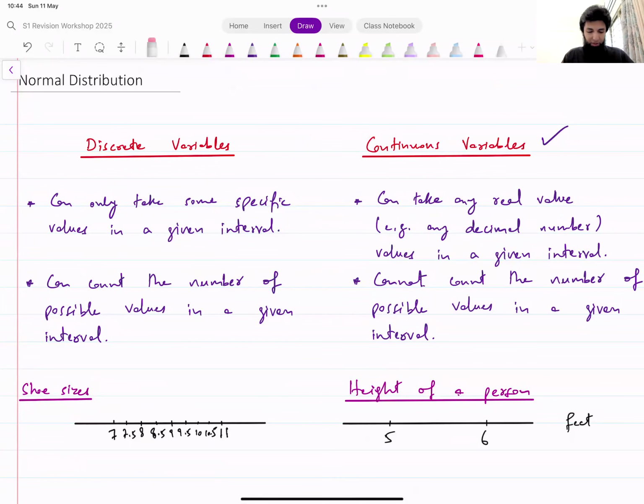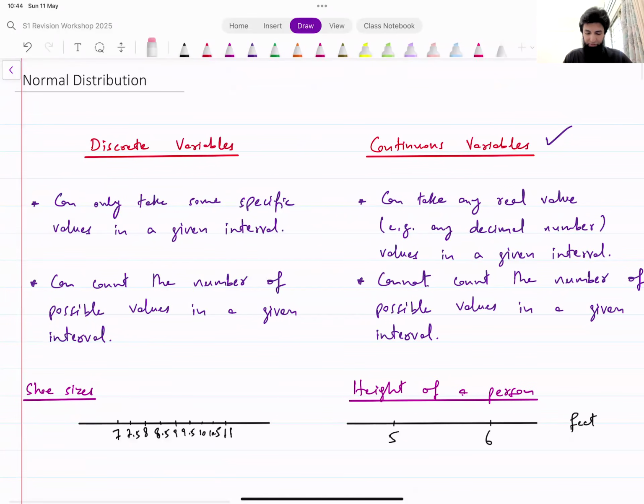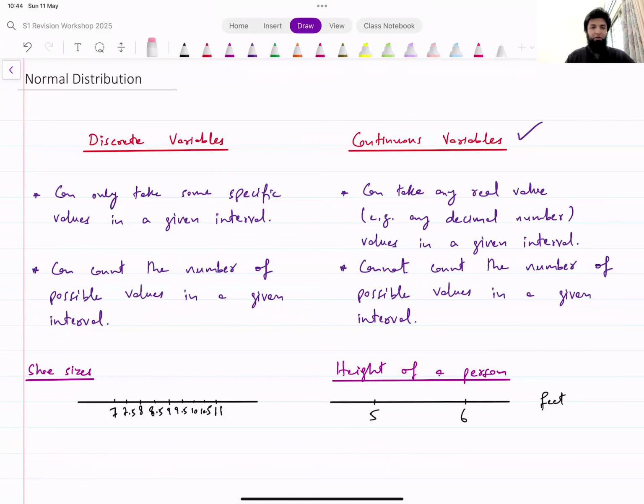Okay, so this is the next topic that we're doing, normal distribution. In the last topic, we talked about discrete variables and continuous variables, binomial and geometric distributions. Both of them were discrete distributions, right? The variable could only take integer values in that case. But now, normal distribution is a continuous distribution. The variable that you would have in this case can take any real value, right? So any decimal values are also going to be possible in this case.